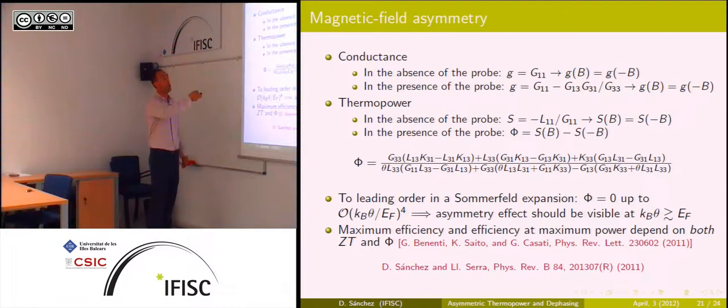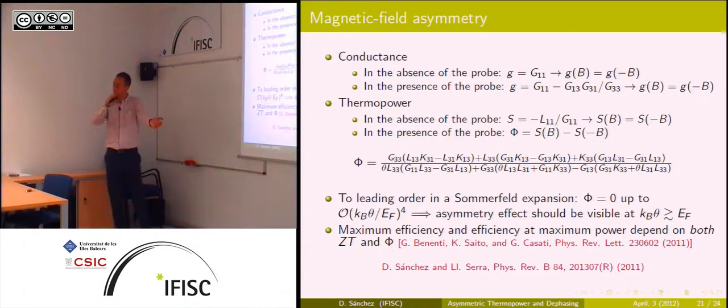Now you repeat the same calculation, but in the presence of a probe, by saying now we have dephasing, I have inelastic processes. What is the formula for the conductance? I obtain this. Now you invert the magnetic field, and then there is no magnetic field asymmetry at all. The conductance is still even under reversal of the magnetic field orientation.